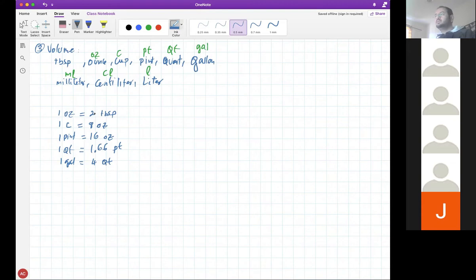So 1 ounce is 2 tablespoons, 1 cup is 8 ounces, 1 pint is 16 ounces, 1 quart is 1.66 pints, 1 gallon is 4 quarts. And let's also see, so that's basically the American system, okay? Again, we have 2 systems. American. Then you have the international or the metric system.